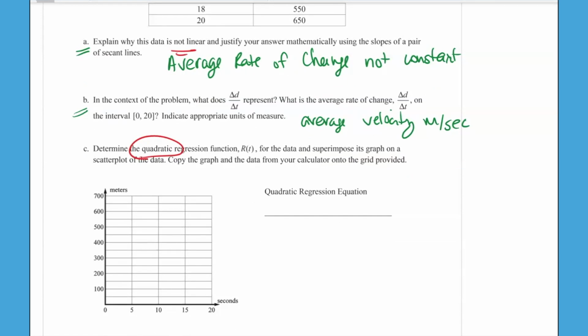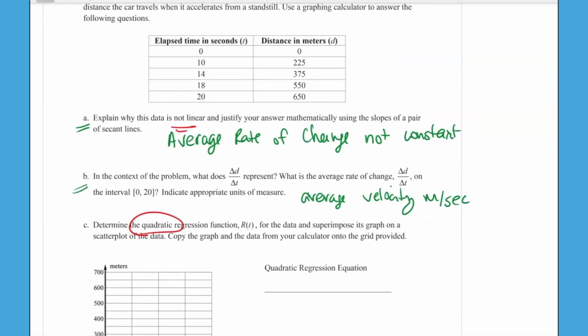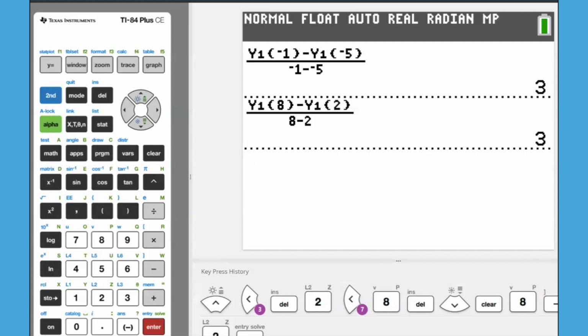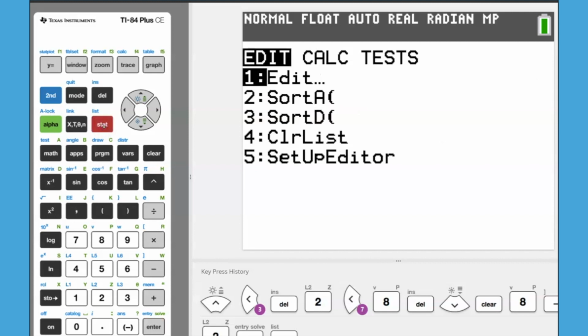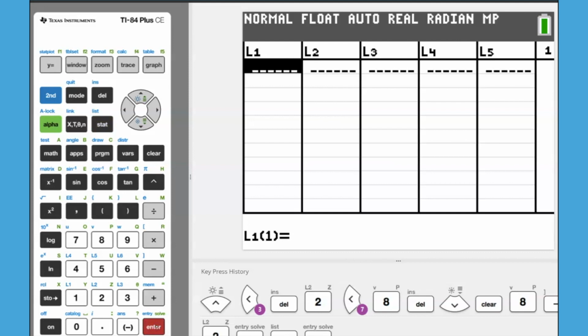And so in order to do that, I'm going to need to have that data. So let's see. There's that data right there. Okay, so we're going to go back to our calculator, and we're going to go to the stat button, and we're going to hit enter, and we're going to enter the time data in L1, column 1, and the distance data in column 2.